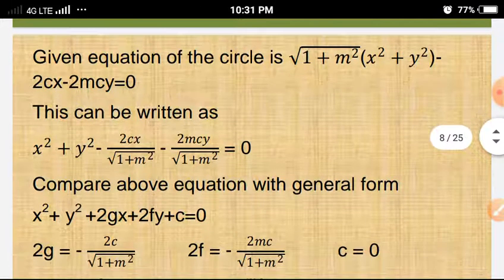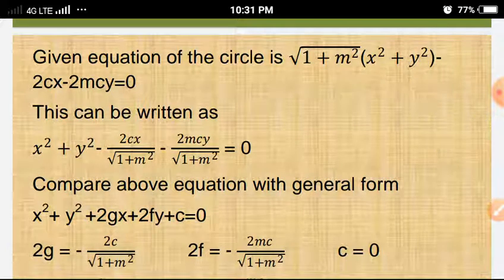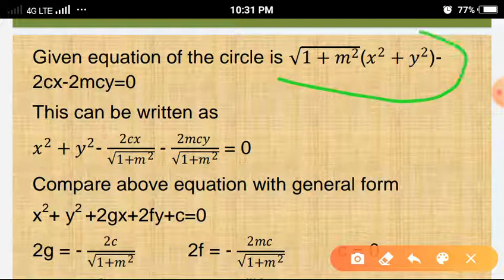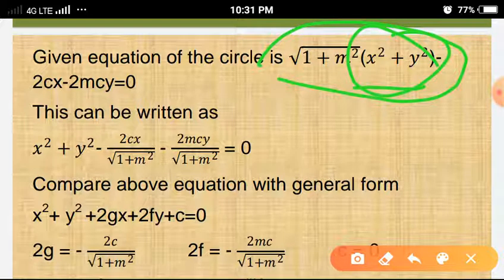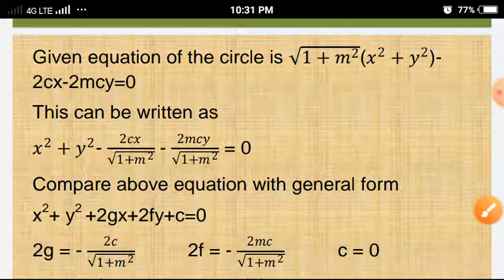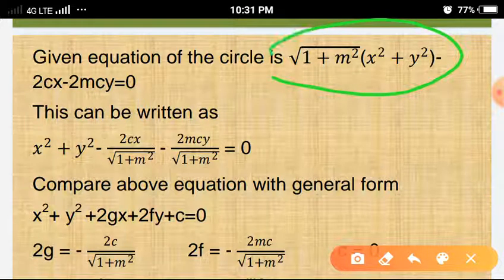Right, first we have to write the given equation of the circle, which is square root of 1 plus m square times x square plus y square minus 2cx minus 2mcy is equal to 0. Here if you observe, the x square coefficient and y square coefficient should be same. We have to change this circle to standard notation, where the x square coefficient and y square coefficient should always be 1.